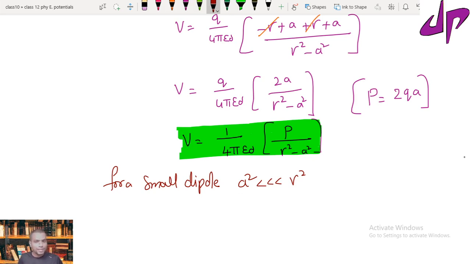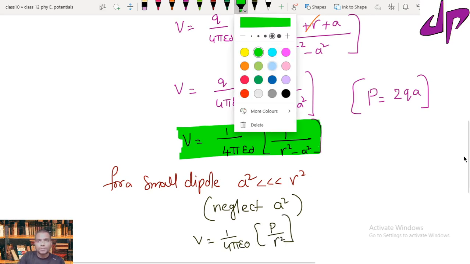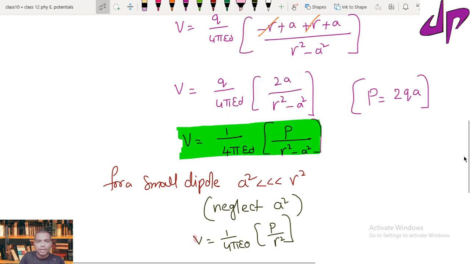Now my assumption is that if the dipole length itself is too small, then we will neglect the term A square in the denominator, and we can rewrite the expression as potential V equal to 1 over 4 pi epsilon naught P by R square. So this is the final expression for the potential due to an electric dipole along the dipole axis.